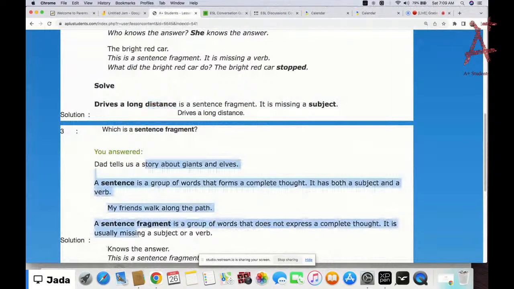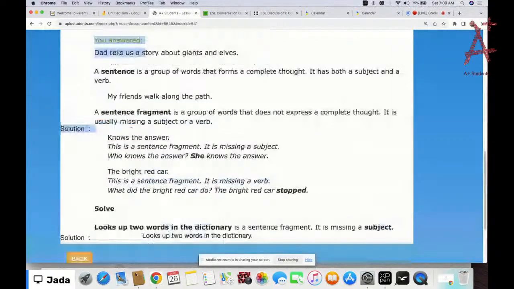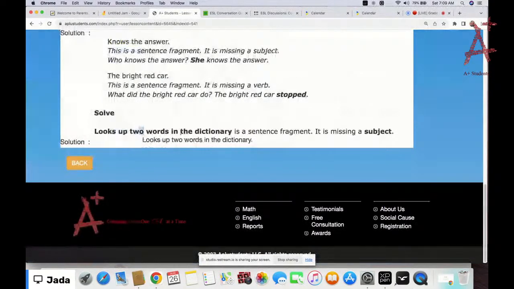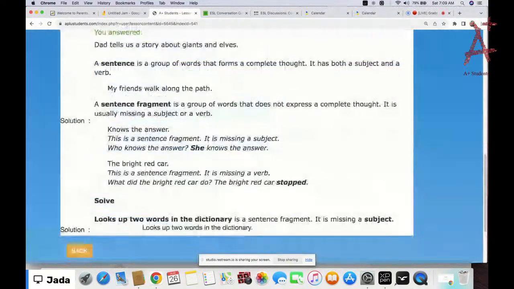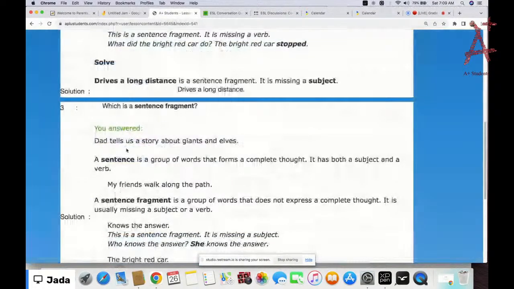All right, so we say looks up two words in the dictionary is a sentence fragment because who is looking up the two words in the dictionary? That tells us a story about giants, okay, this one is a complete sentence. Okay, so that's basically it for sentence fragments and sentences. Note that the sentences form a complete thought and have a subject and a verb, but the sentence fragments do not have a subject or a verb. It's usually missing them, but it doesn't even form a complete thought. Okay? So, yeah, that's it.